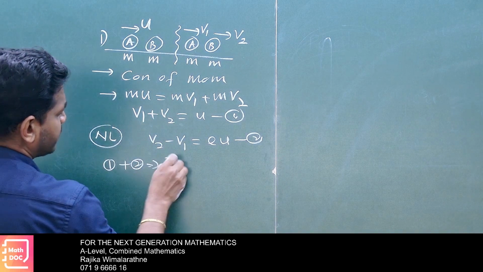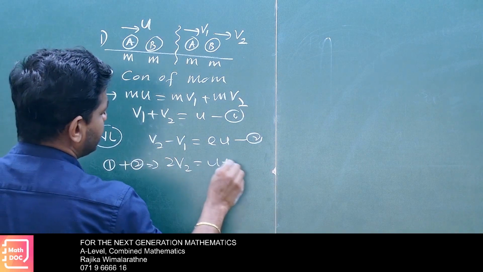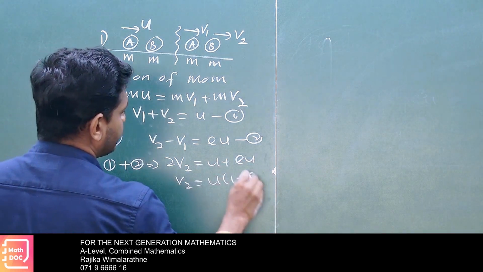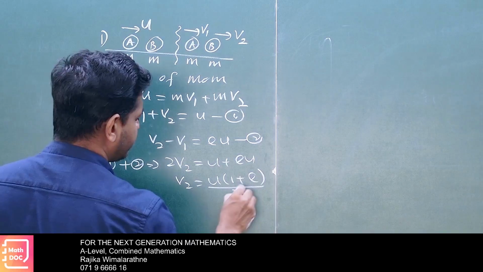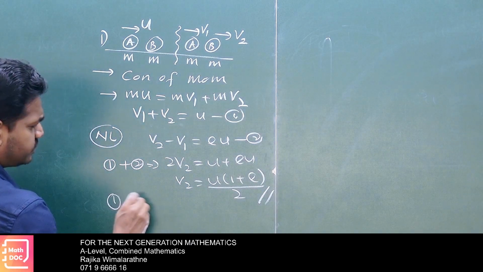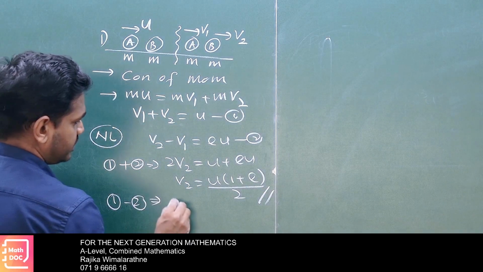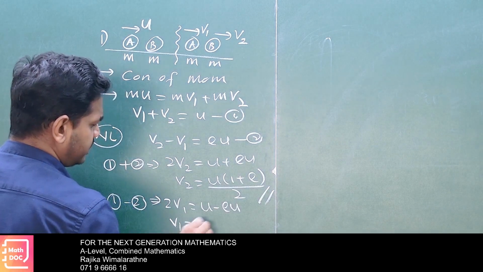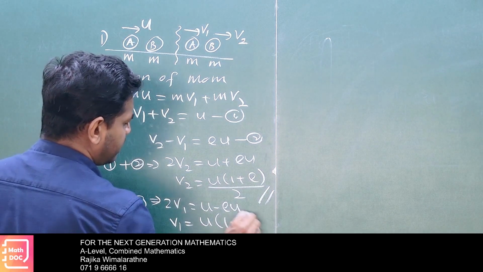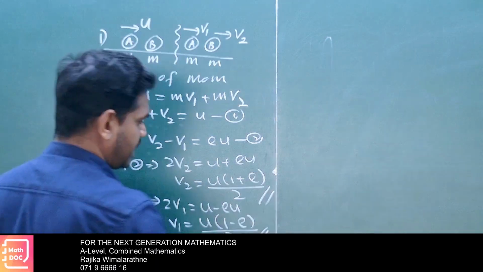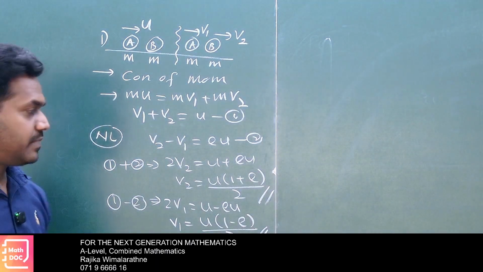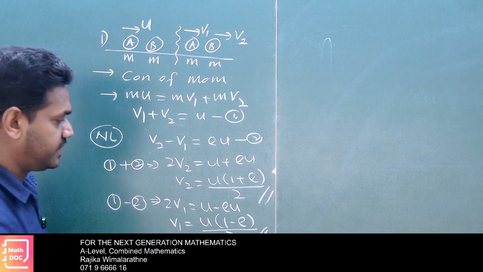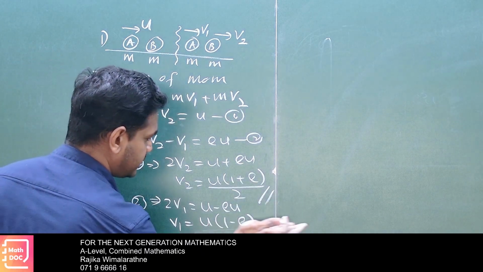Adding 1 and 2: 2v2 equals u plus eu. Then v2 equals u(1 plus e) divided by 2. Then subtracting 2 from 1, similarly you obtain v1: 2v1 equals u minus eu. Then v1 equals u(1 minus e) divided by 2. Likewise, you can easily find. You apply conservation of momentum and Newton's law of restitution. That's it.